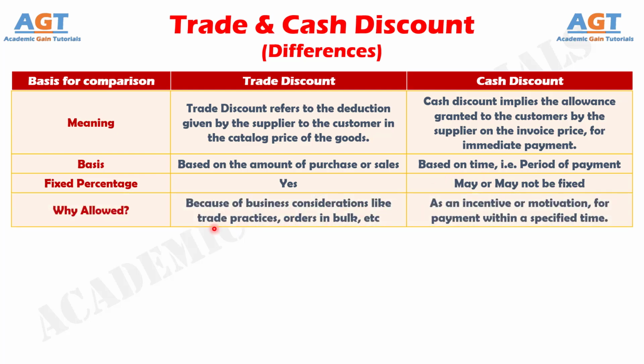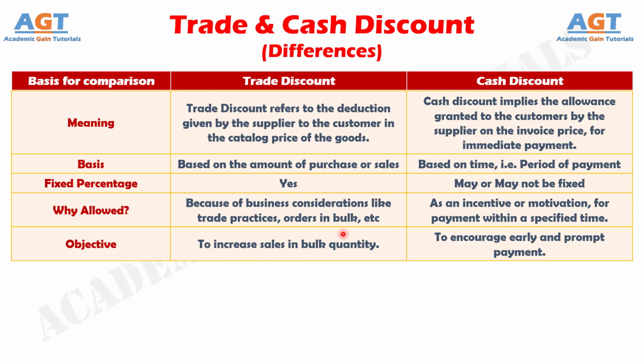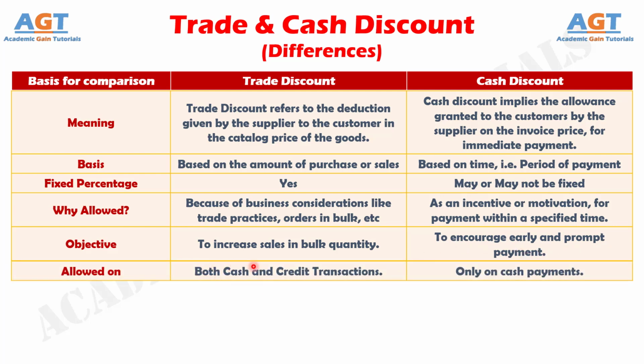Number 4. Trade discount is allowed to the customers because of business considerations like trade practices, bulk orders, etc. Conversely, cash discount acts as an incentive or motivation for stimulating payment within the specified time. Number 5. Trade discount is provided to increase sales in bulk quantity, while cash discount is given to the customers to encourage early and prompt payment. Number 6. Trade discount is allowed on both cash and credit transactions. In contrast, a cash discount is allowed to the customers only on cash payments.